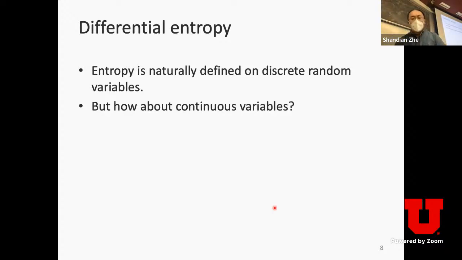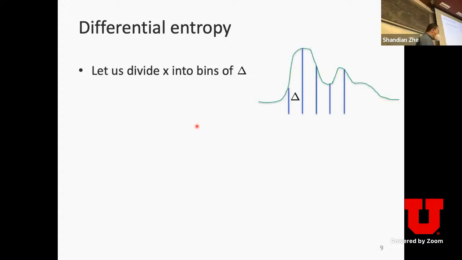The first step is very similar to the discrete random variable. Because entropy is naturally defined on discrete random variables, how about continuous random variables? We can first try to discretize our continuous random variables. Suppose this is a probability density for a random variable. You can see that x can take any value on this real axis. So we can divide x into small bins with length delta.